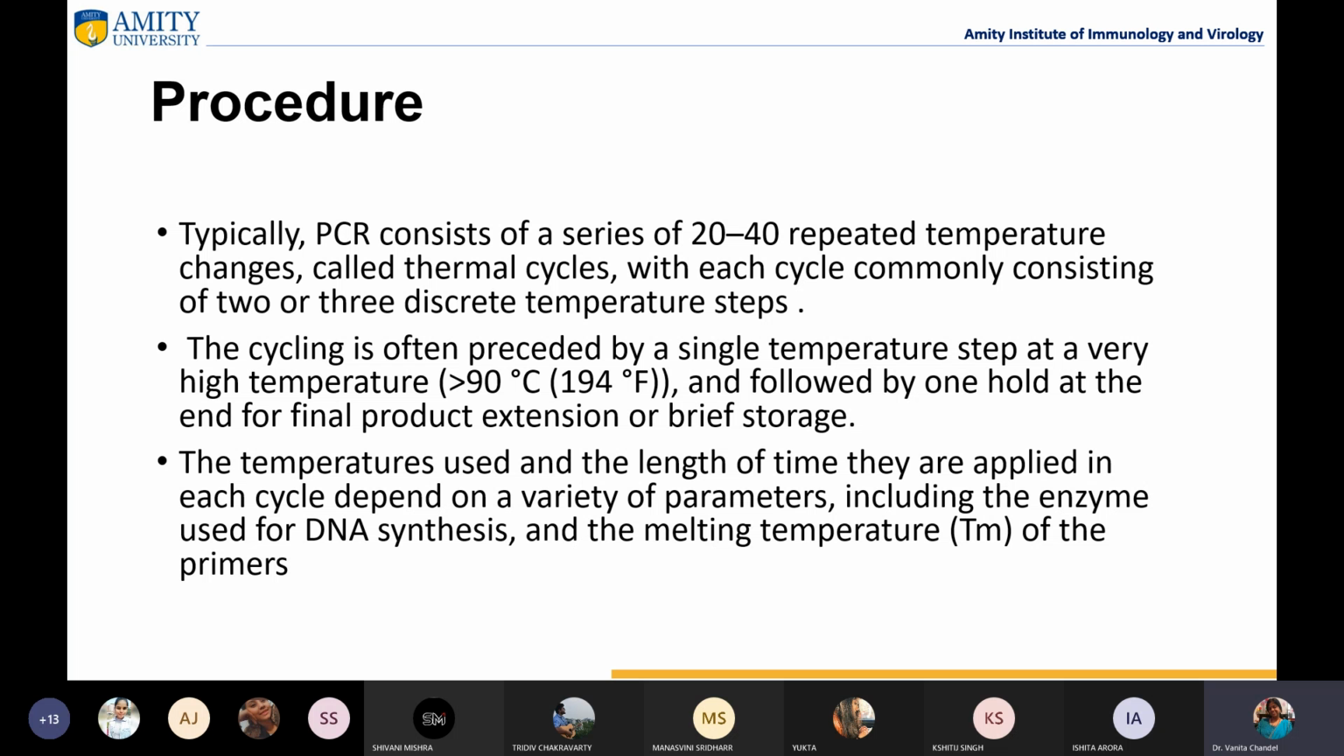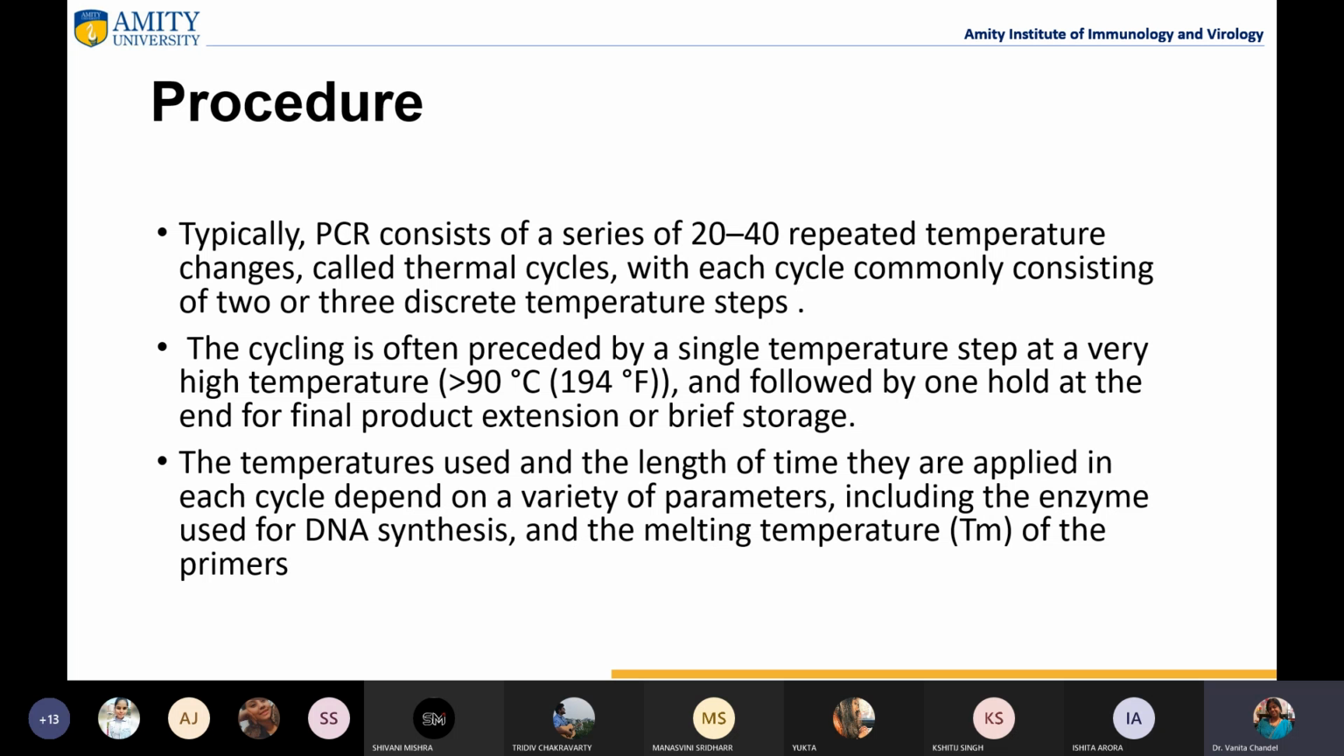So typically PCR consists of a number of cycles. If the desired amplification is around 500 base pair to 1000 base pair, then 30 to 35 cycles or even 28 to 30 cycles are enough, right? Sometimes it totally depends upon the kind of fragment we are using and the kind of amplification we are desiring, right? The cycling is often preceded by a single temperature step at a very high temperature, 90 degrees Celsius, and followed by one hold at the end for the final product extension or a brief storage.